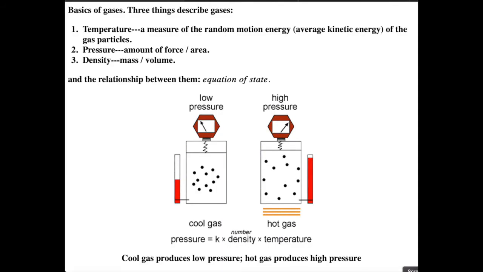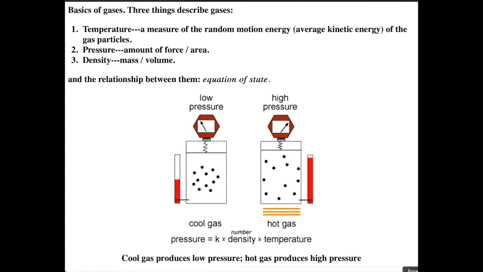Next slide. This slide is about the basics of gases. Three things describe a gas. One, the temperature, which is the measure of the random motion energy of the gas particles. Two, the pressure, which is the amount of force per area. And three, the density, which is the amount of mass in a given volume.